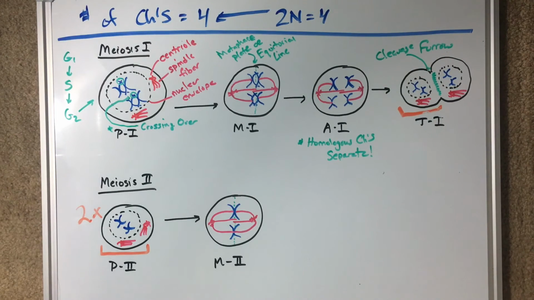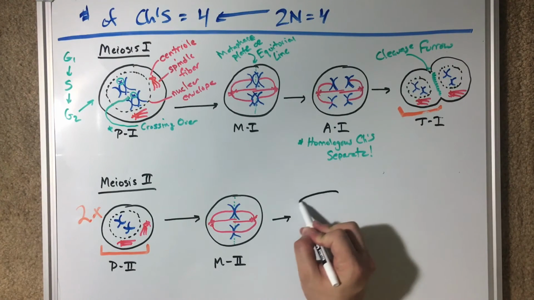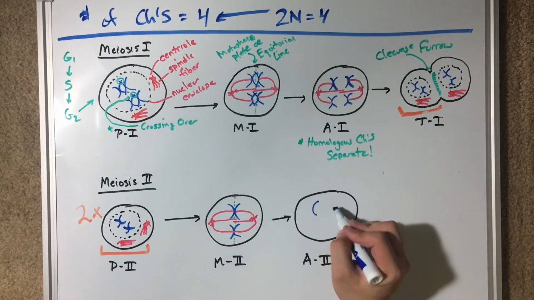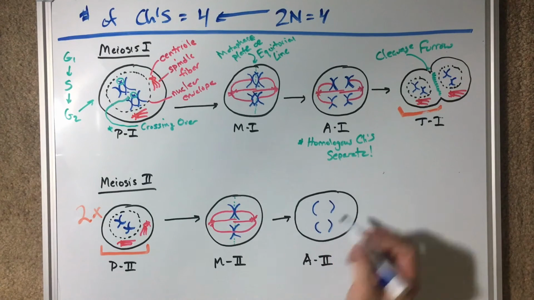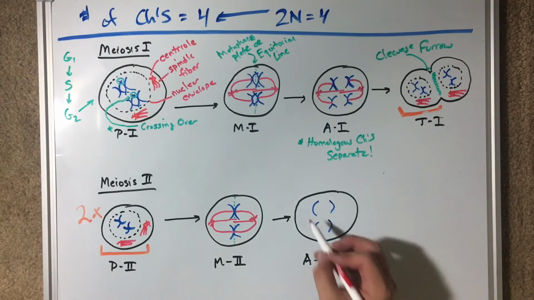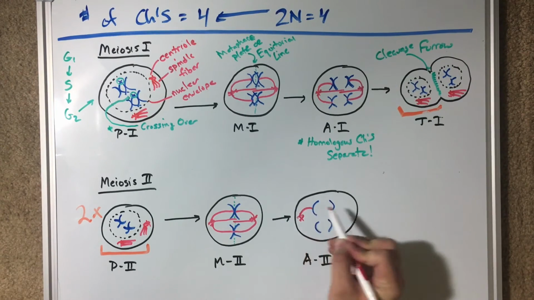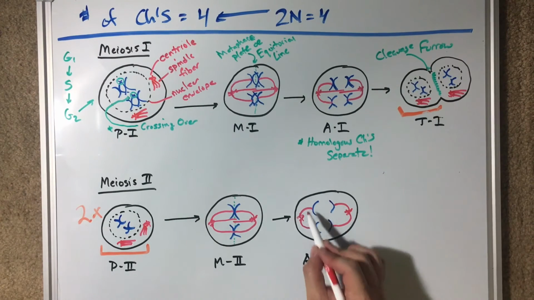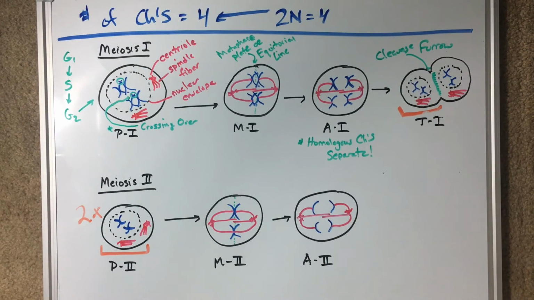Okay. What's after metaphase 2? We have anaphase 2. Anaphase 2. And in this case, the sister chromatids separate. Watch that. Okay, that sister chromatid separates. We still have those non-connecting spindle fibers.